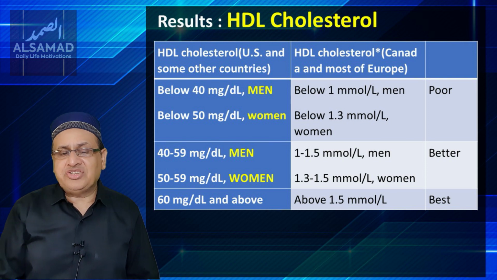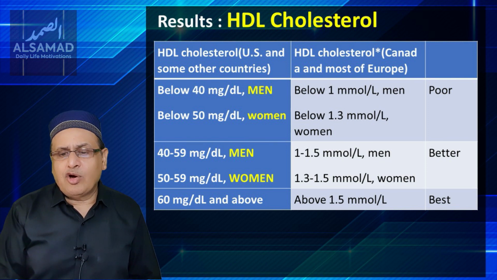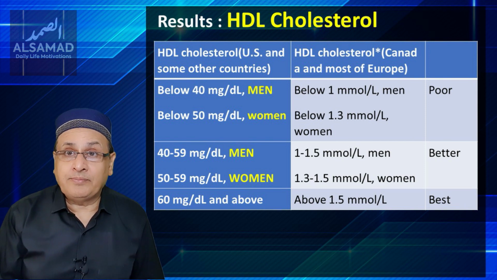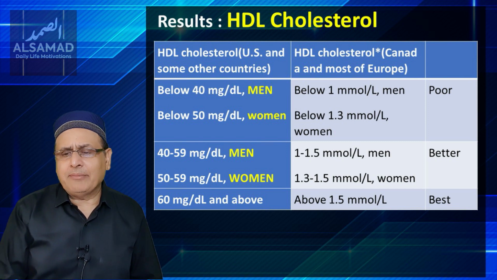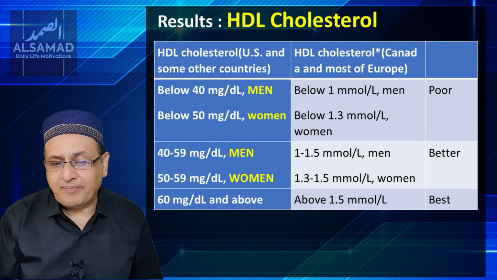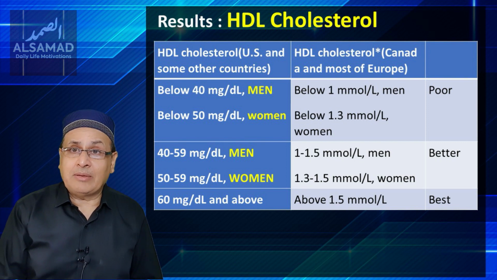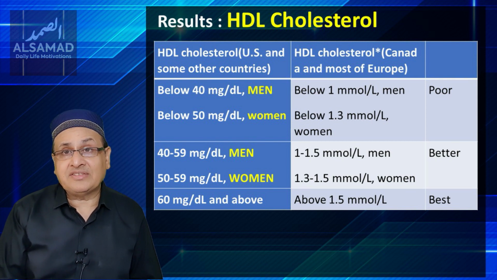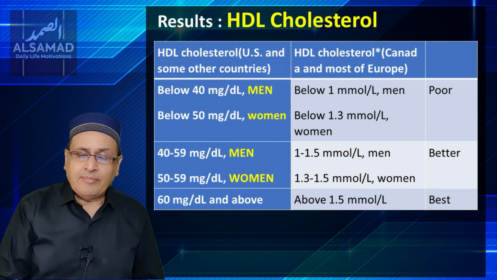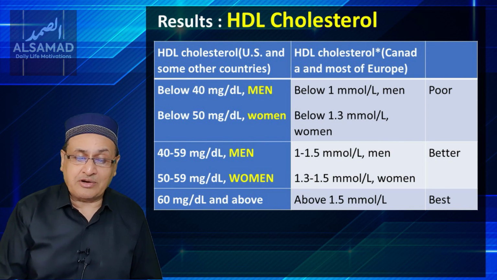Okay, how do we read HDL? HDL is the good cholesterol. Below 40 milligrams per dL in a man is poor, meaning it's not good, it should be more. And below 50 milligrams in women is considered poor. 40 to 59 in men is considered a better result, and 50 to 59 in women is considered better. And 60 milligrams and above is considered the best result, so you are good.